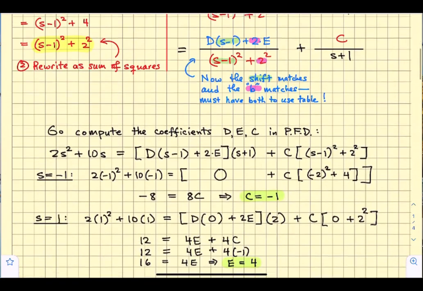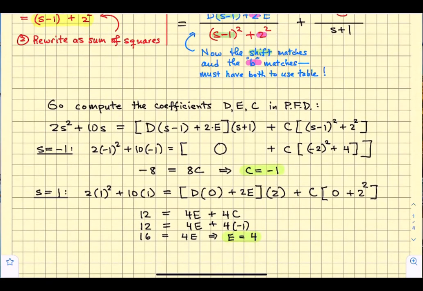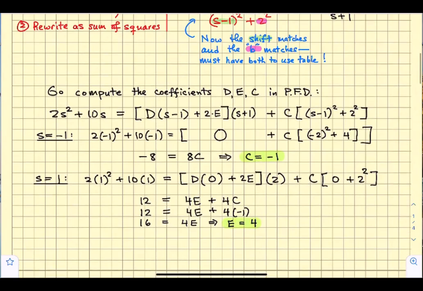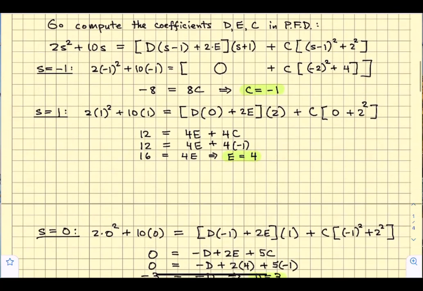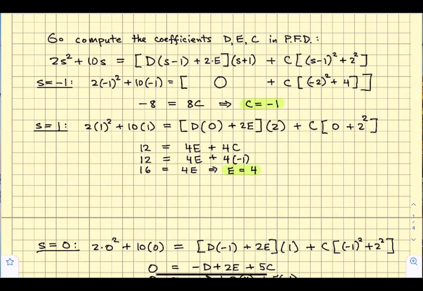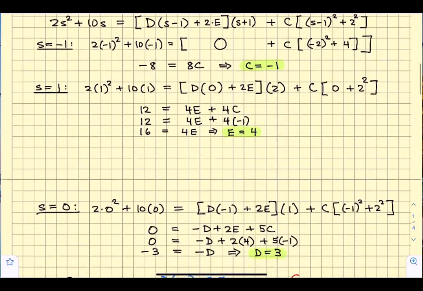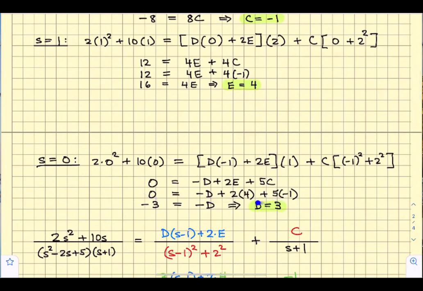Now we can just use the cover-up method. I'll go through this quickly. We've done this many times. A judicious choice here maybe is to take s to be minus 1 because it covers up this term. And if you do that, you get c as minus 1. Another judicious choice is maybe to pick s to be 1. If you do that, you get this equation where you have one equation and two unknowns, but we already know what c is, so we very quickly get e is 4. And then lastly, we need to make a third choice. We have 3 constants, so we know we're going to have to make 3 choices. I'll just pick, say, s to be 0, and if I do, this very quickly leads to d being 3.